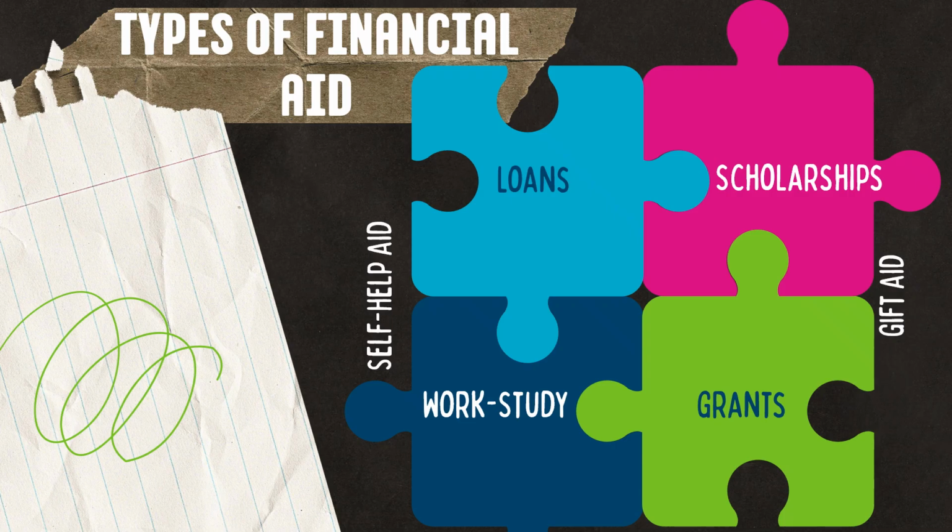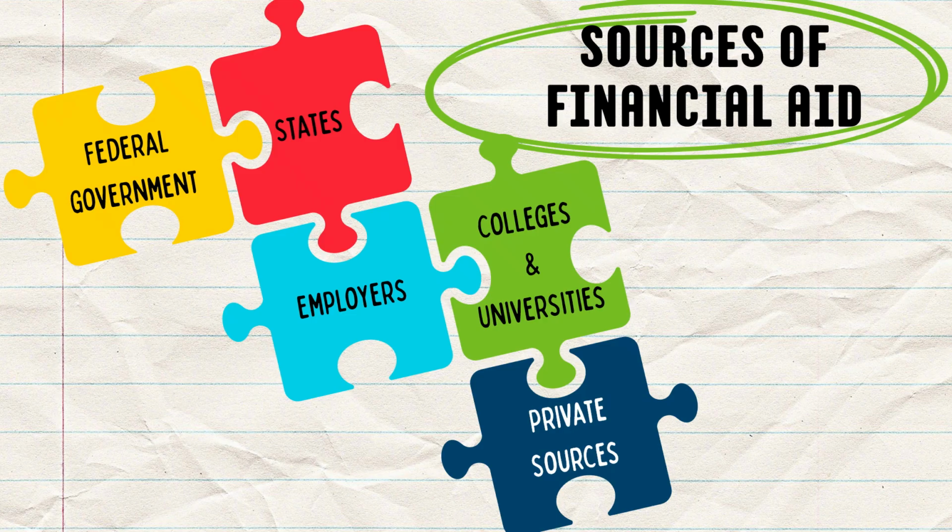Repayment typically begins 6 months after a student finishes their program, drops below half-time enrollment, or stops attending school. Sources of financial aid can come from the federal government, represented by the yellow puzzle piece, states in red, employers in light blue, colleges and universities in the green puzzle piece, as well as private sources represented by the dark blue puzzle piece. Now let's talk about the various federal programs.